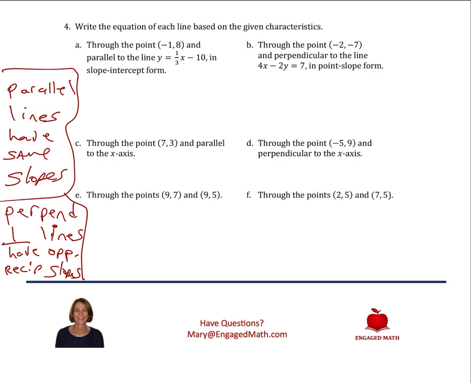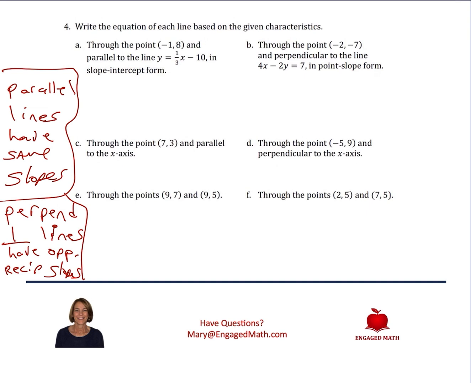So for example, if you had the lines y equals 3x and y equals negative 1/3 x, do you see how I took the reciprocal and made it the opposite sign? And so these two lines would be perpendicular because they have opposite reciprocal slopes. So that was just an example to make sure you know what I mean by that.